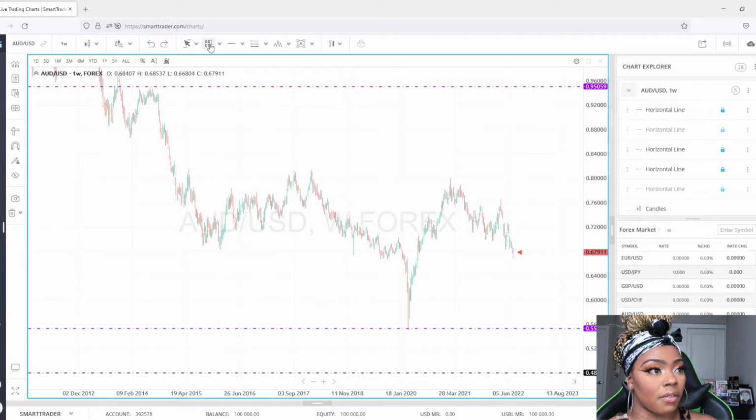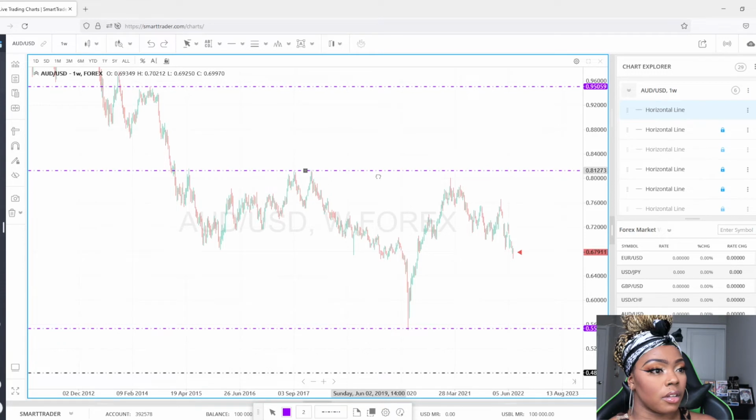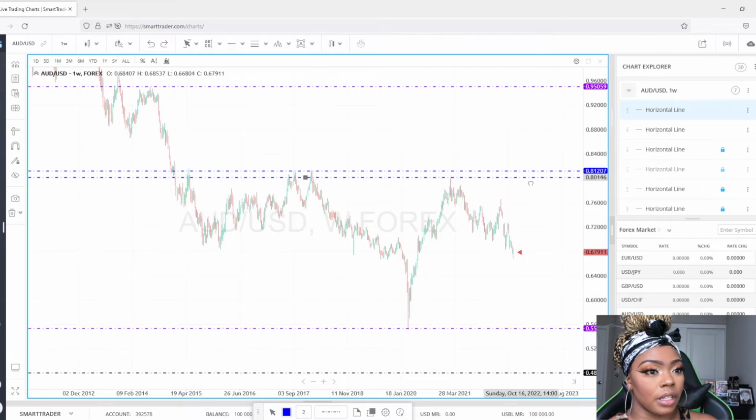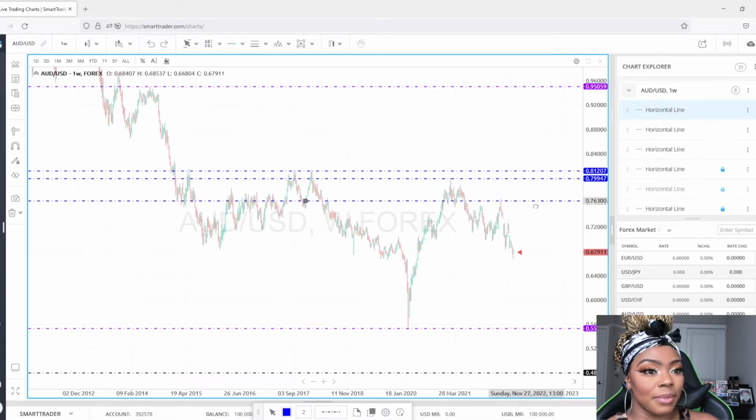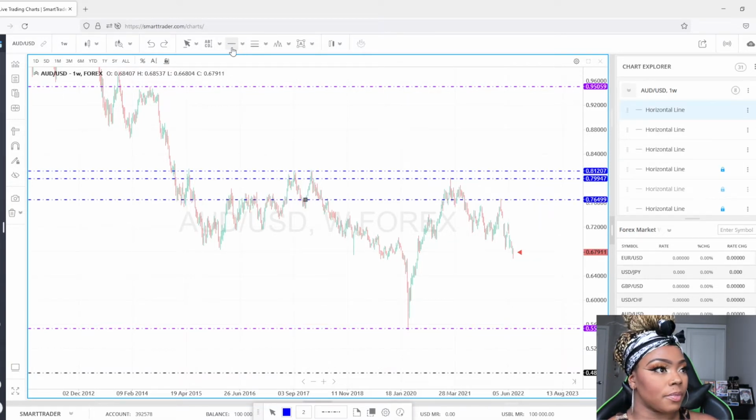See how we have two touches there. Bam. Make this dark blue because we are on the weekly. You got another one. Bam. Then we got another one. Bam. Okay. So these are all of our resistances here.